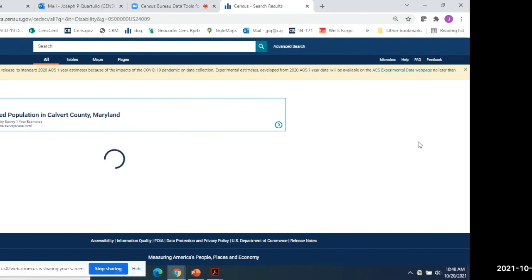So it looks like we're running a little bit slow today. I haven't run into this problem in a while. Give it another minute. If not, I'm going to move on. But what I could tell you is you would get an option to pick a bunch of different tables here having to do with Calvert County, Maryland, and disability.